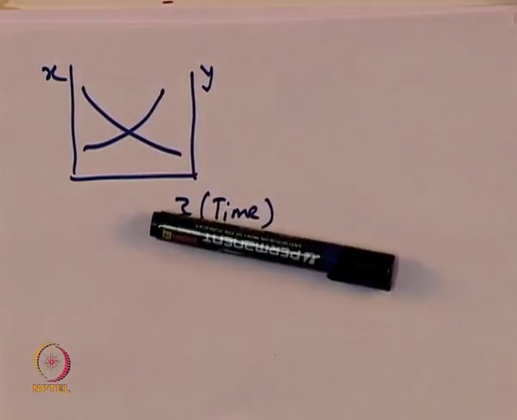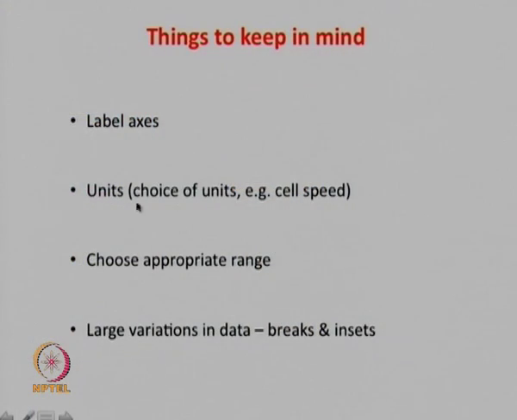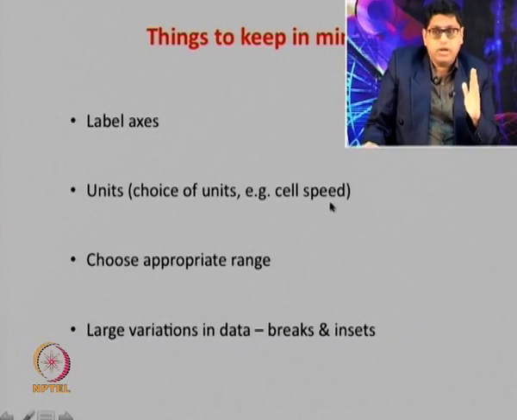Next, when you are making a plot, a few things to keep in mind. You must label your axes appropriately, and you must choose appropriate units. For example, let us say we are talking about cell speed. Any speed you can report in micron per minute, micron per hour, meter per minute, meter per hour, and so on, depending on what you are measuring and the minimum amount you can measure accurately.